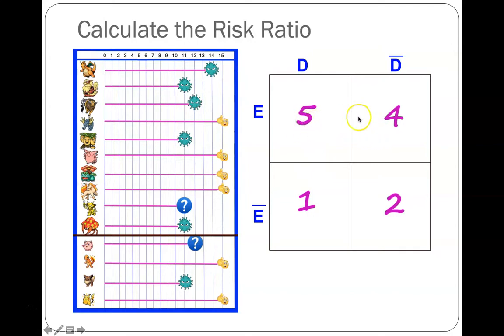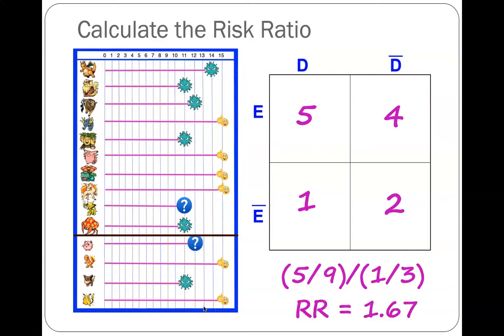5 have disease out of 9 total. That's the probability of disease among the exposed. So 5 out of 9 over 1 over 3. So 1 case out of 3 that we know about. And when you do the math on that, our risk ratio is 1.67.